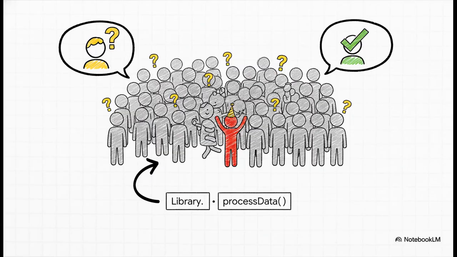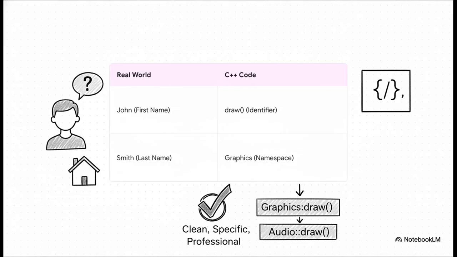But here's an even simpler way to think about it, and this is the one that really sticks. Think of namespaces as last names for your code. Seriously, if you're in a crowded room and you just yell John, you might get 5 people to turn around. But if you yell John Smith, you get the exact person you were looking for. And this just illustrates that idea perfectly. In the real world, you've got a first name and a last name. In C++, you've got an identifier, like our draw function, and a namespace, like graphics. So instead of just vaguely calling draw, you can now be specific and say graphics draw or audio draw. The conflict is just gone. Your code is now clean, specific, and way more professional.